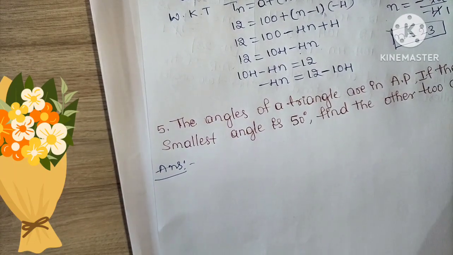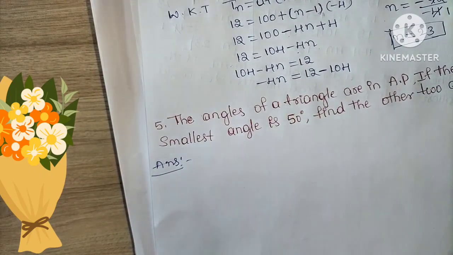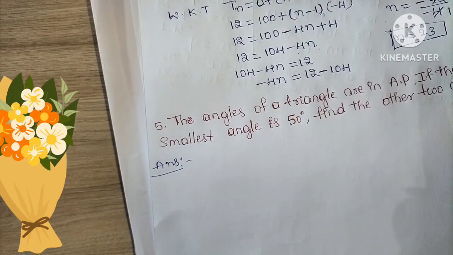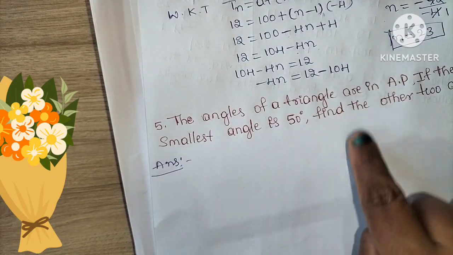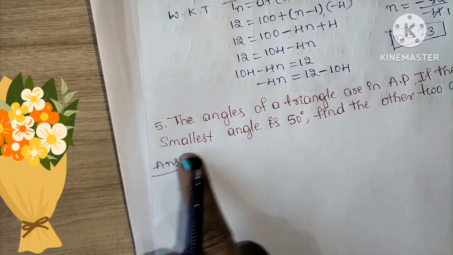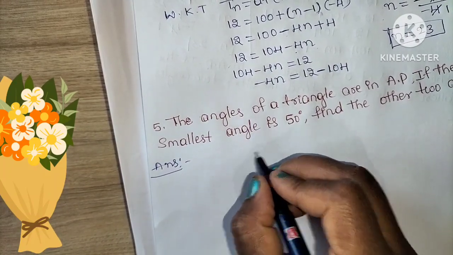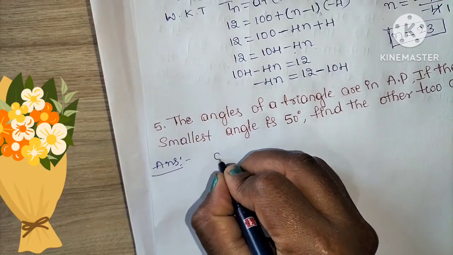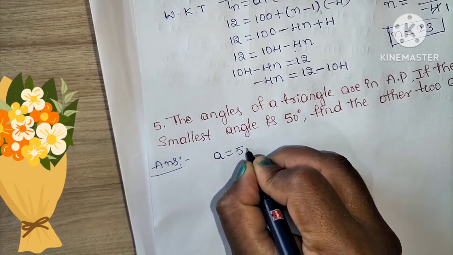So viewers, here they have given the statement: the angles of a triangle. How many angles are there in a triangle? There are 3 angles in a triangle. So the angles of a triangle are in an AP. We have to write the angles of a triangle in the form of an arithmetic progression. If the smallest angle is 50 degrees, it is nothing but one angle they have given. It is the smallest angle, meaning it is the first term. The first term is equal to how much? 50 degrees.